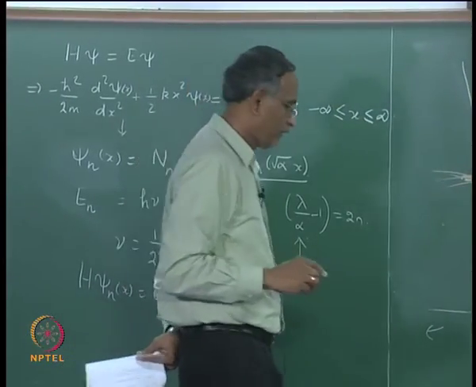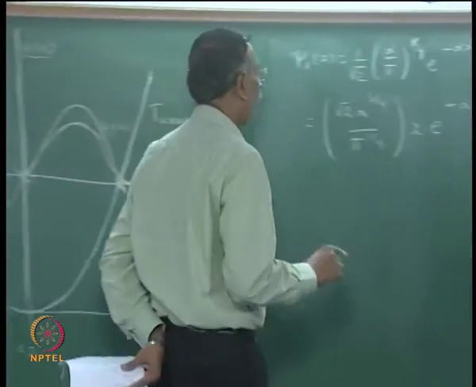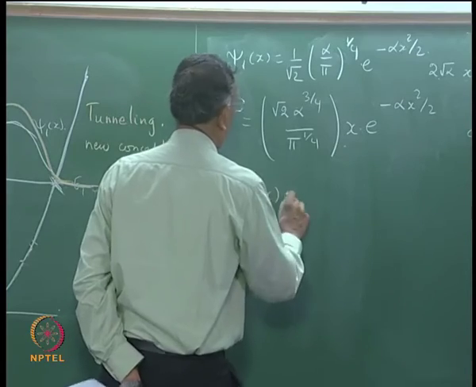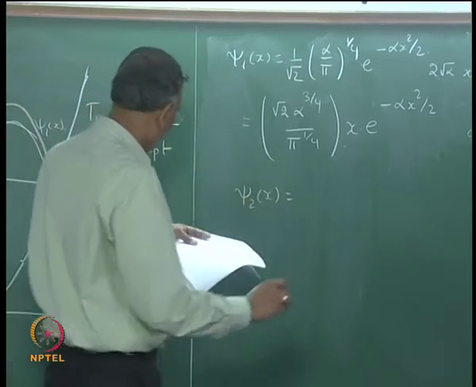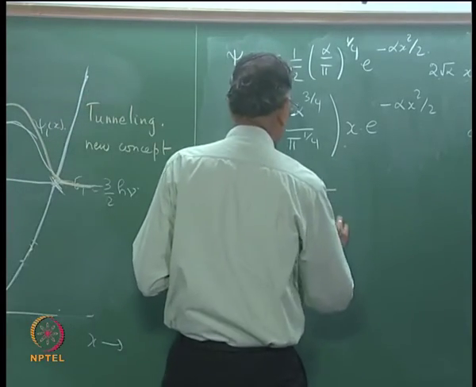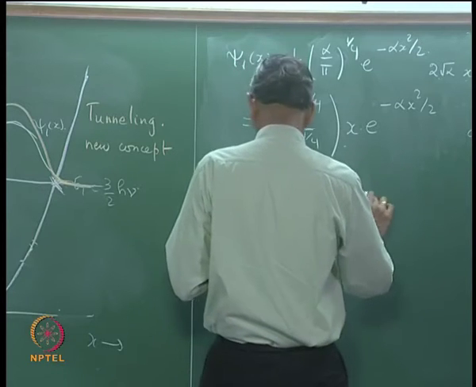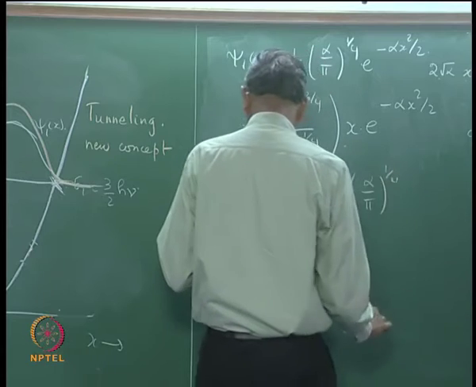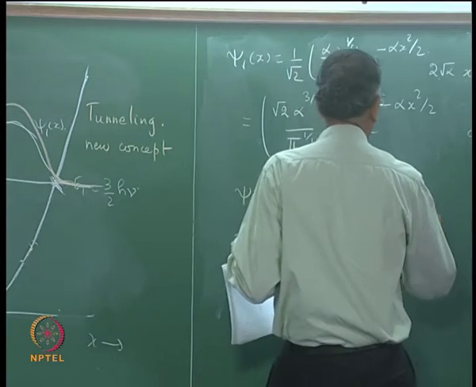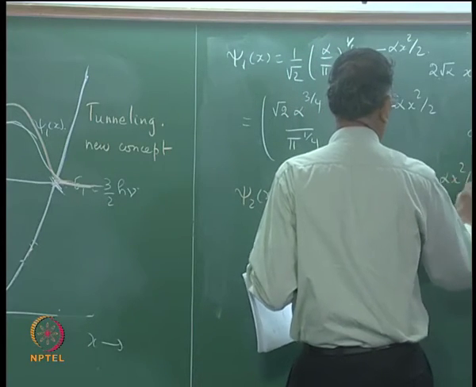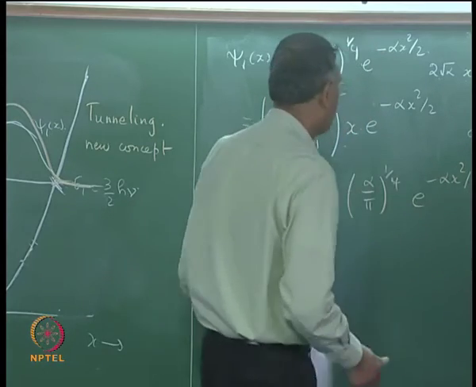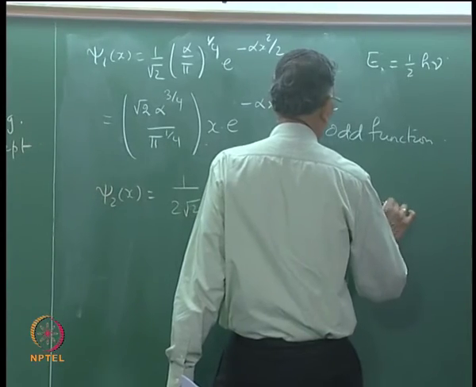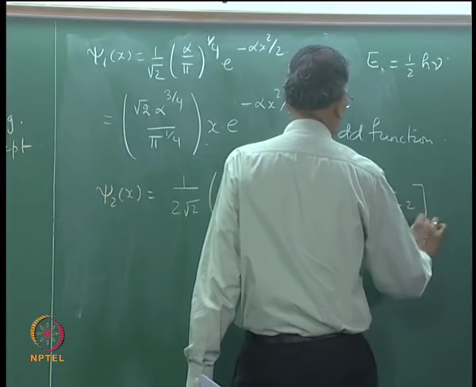second wave function. Let me plot only one more and then I can illustrate the general trend. Psi 2 of x is 1 by 2 root 2 (alpha by pi)^(1/4) e^(-alpha x^2/2), and H 2 of root alpha x is 4 alpha x^2 minus 2.